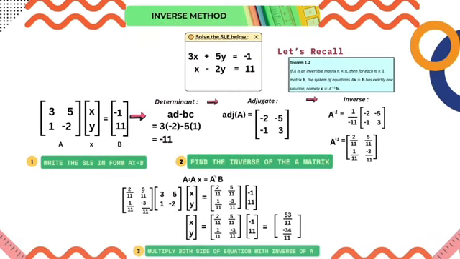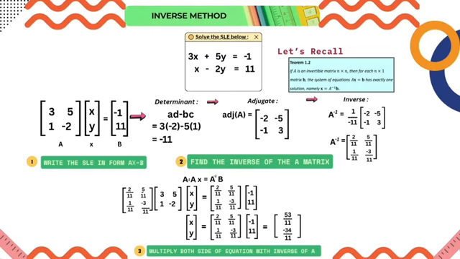Okay, for the next method, which is the inverse method, let's recall the theorem that we have learned in the lectures. Theorem 1.2. If A is an invertible n by n matrix, then for each n by 1 matrix B, the system of equations Ax equals B has exactly one solution, namely x equals A inverse B.